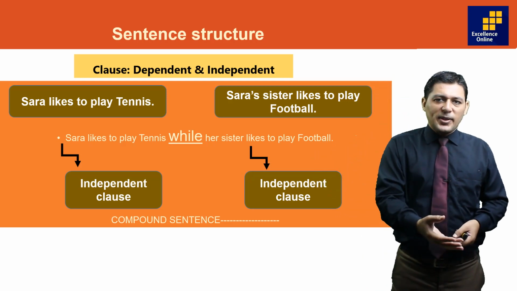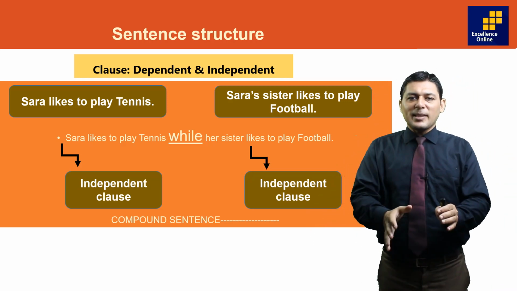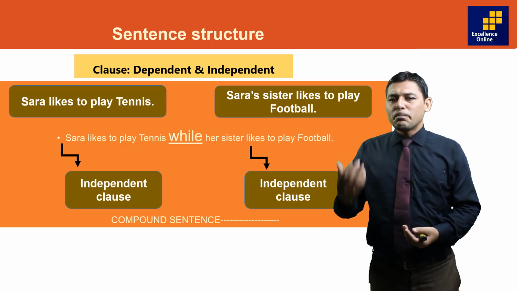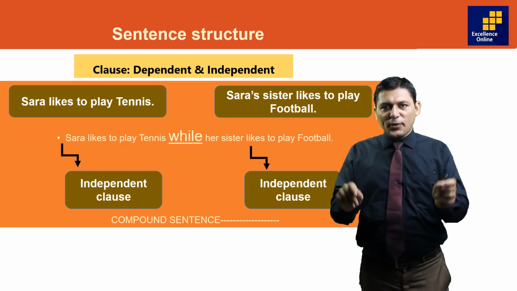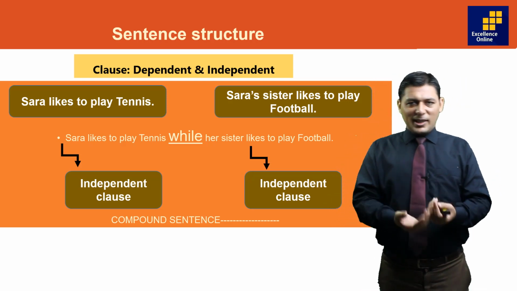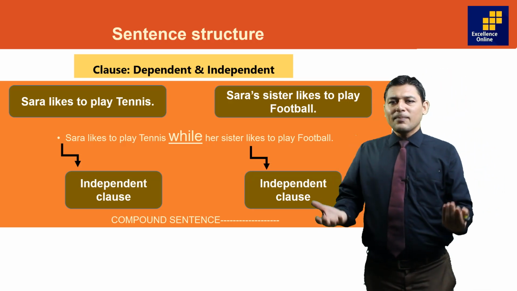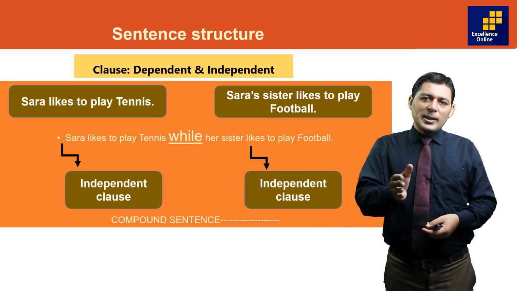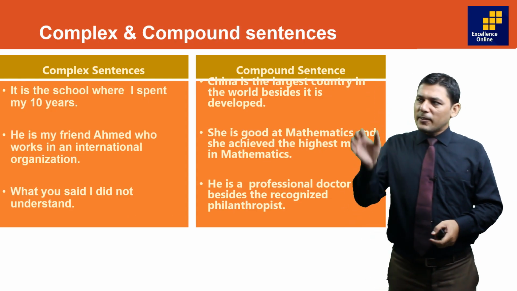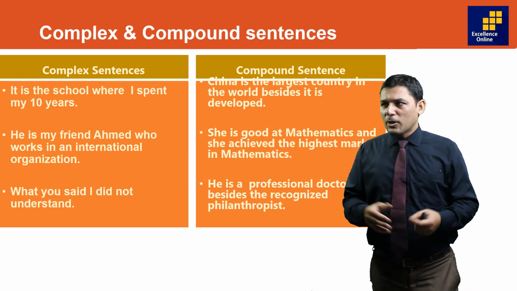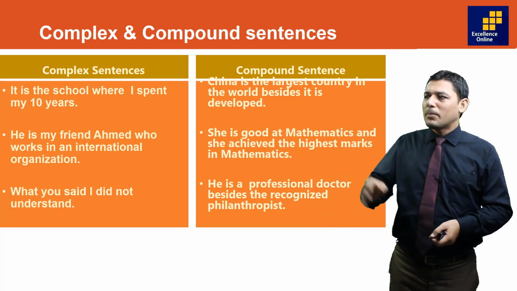So if we have a sentence which has two clauses or more than two clauses, and both are independent clauses, it is known as a compound sentence. Hopefully you are getting it. I will repeat: if we have a sentence which has two clauses or more, and all are independent clauses, with their own meaning and sense without linking to another part of the sentence, it is a compound sentence. Second, we have different examples here: three examples of a complex sentence, three examples of a compound sentence.